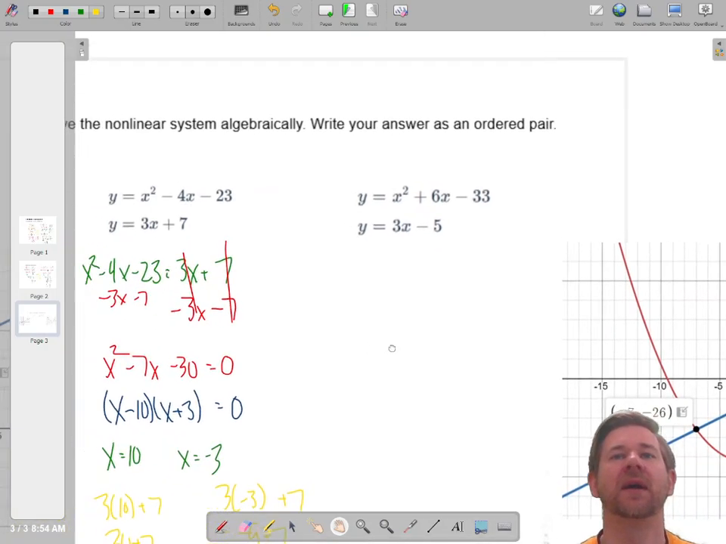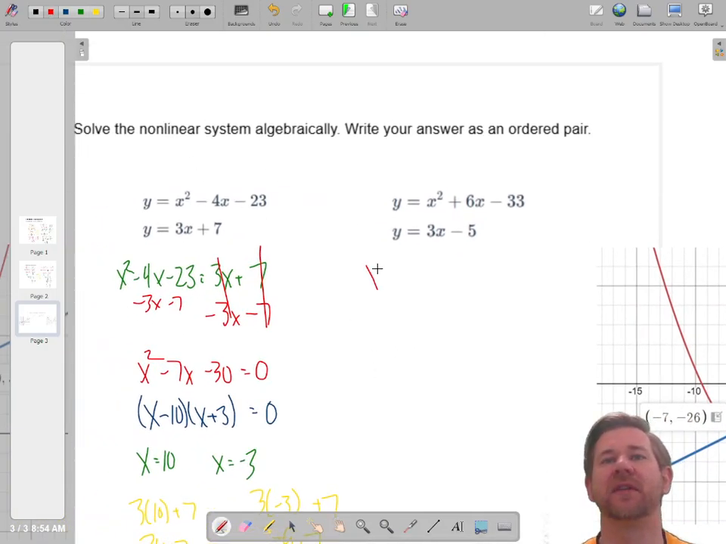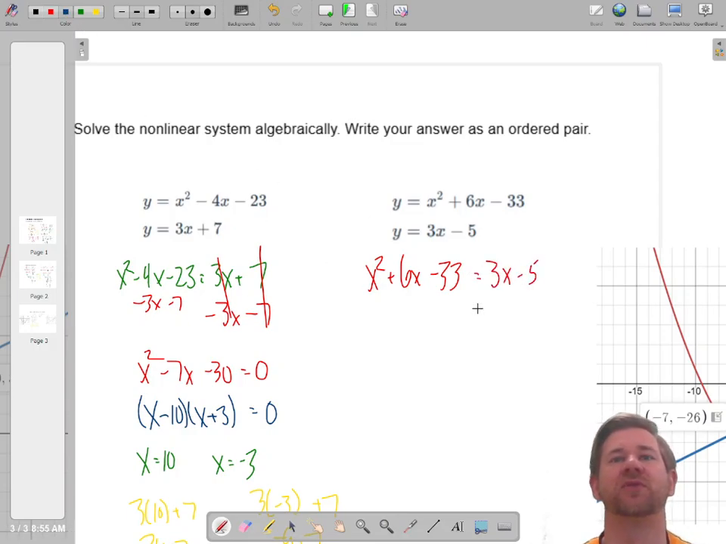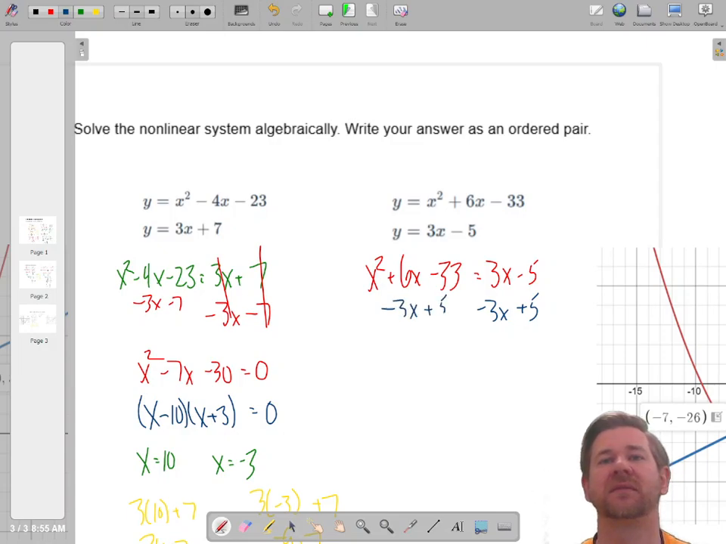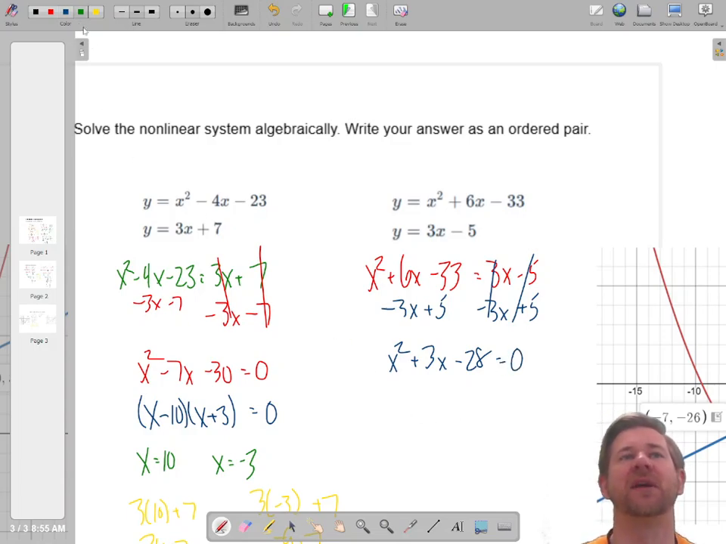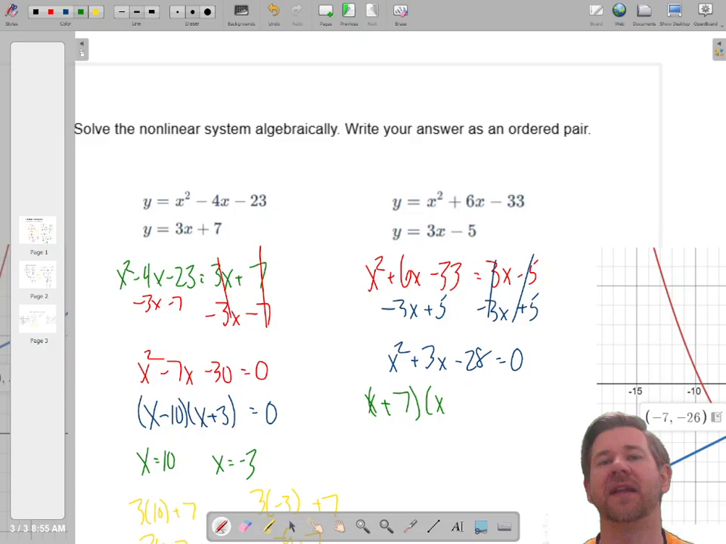Let's do one more. I'll set them equal to each other. X squared plus 6x minus 33. Oop, there's the bell. Now I'm going to subtract 3x and add 5 to both sides. X squared plus 3x minus 28 equals 0. The numbers that multiply to negative 28 and add to 3 are 7 and negative 4. So your zeros are negative 7 and positive 4.